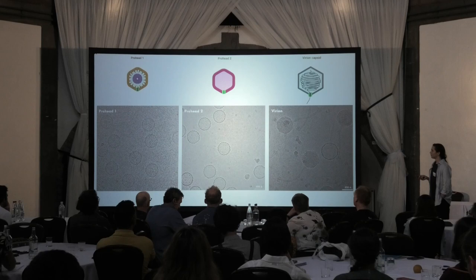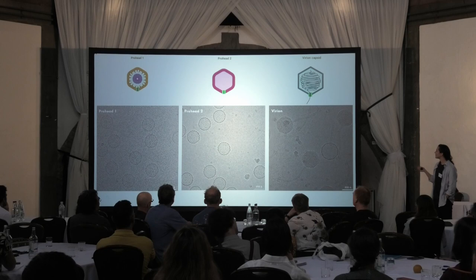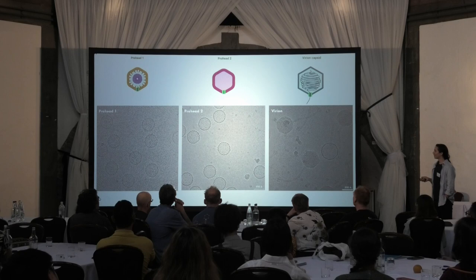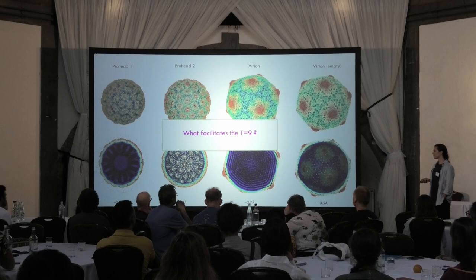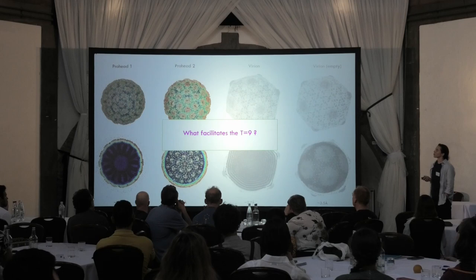So due to the hard work of others in the lab, that are not me, we've worked to produce the procapsids, so it's the Virion. And I've been doing work to model them. So we've quite a few structures here, and even more so than these, and lots of interesting stories that we can tell. But for the purpose of time today, we're going to be talking about what facilitates the T=9, and for that reason, I'll just be talking about Prohead 1 and Prohead 2, although mostly just Prohead 1.